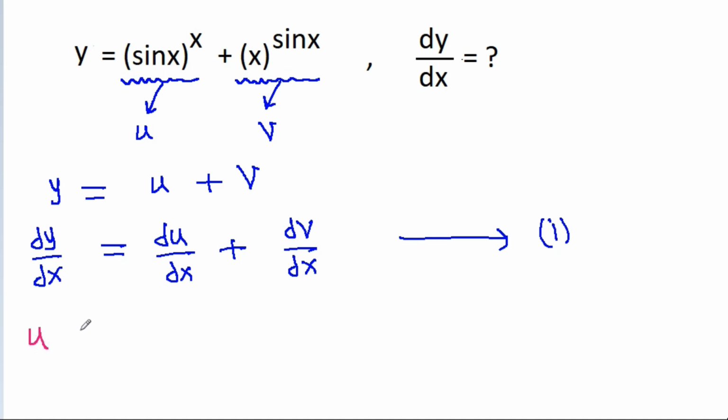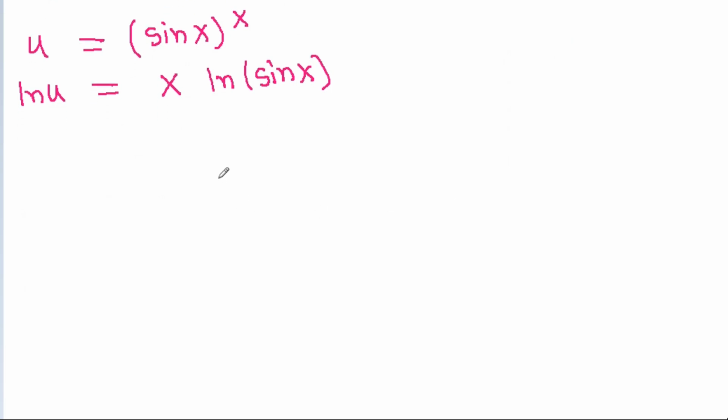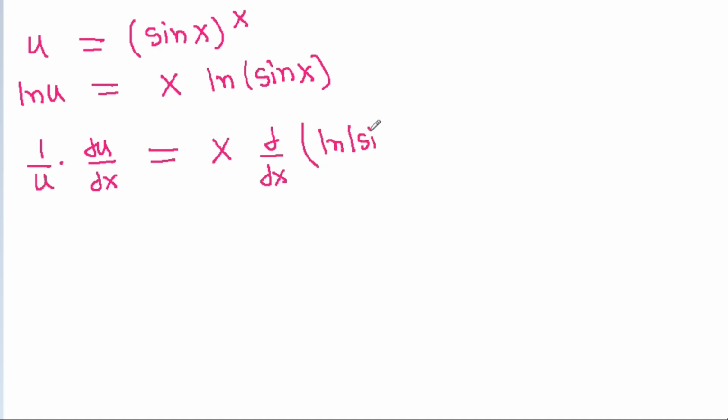And we have u is equal to (sin x)^x. If we take ln on both sides, then we get ln u is equal to x times ln sin x. If we differentiate both sides, then the differentiation of ln u is 1 by u times du by dx, which is equal to the differentiation of x times ln sin x, which will be x times the differentiation of ln sin x plus ln sin x times the differentiation of x.